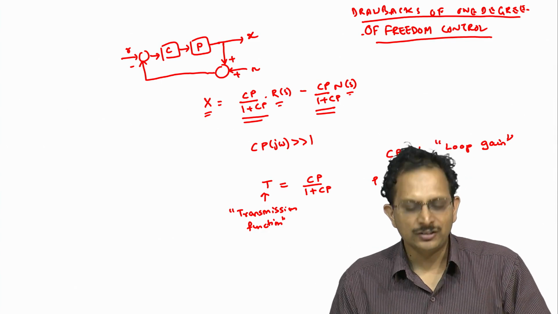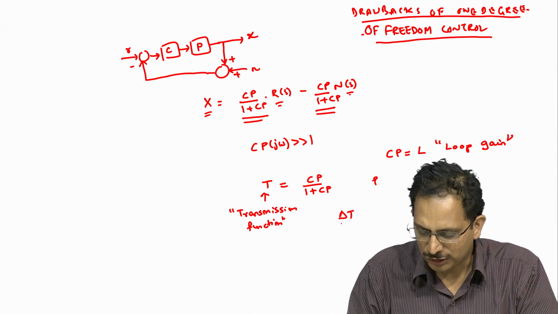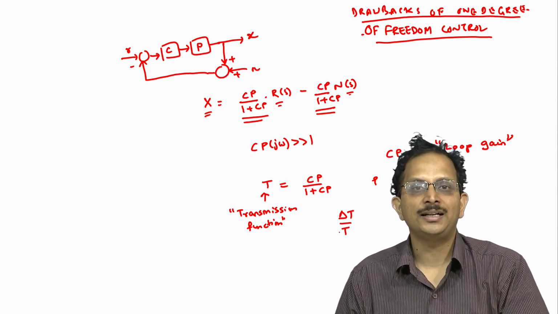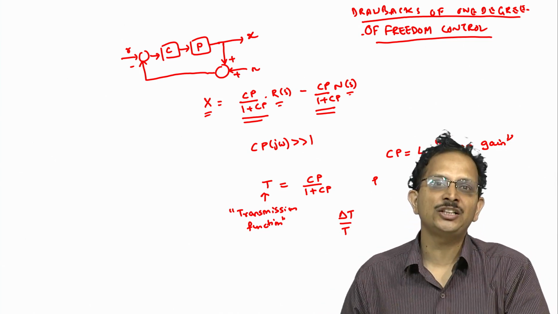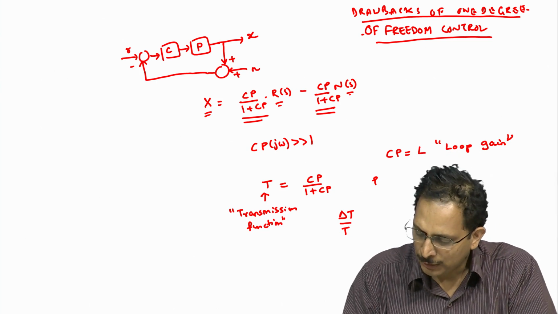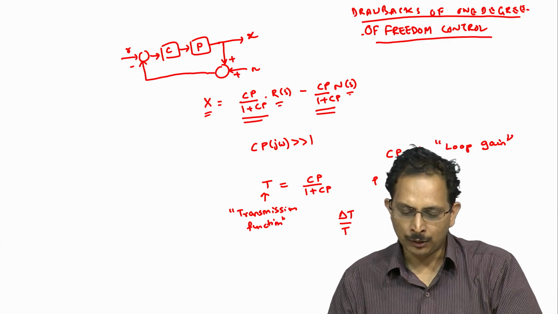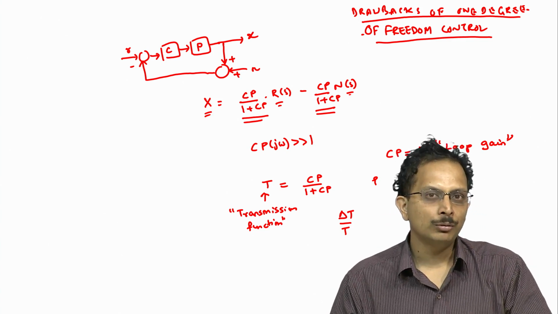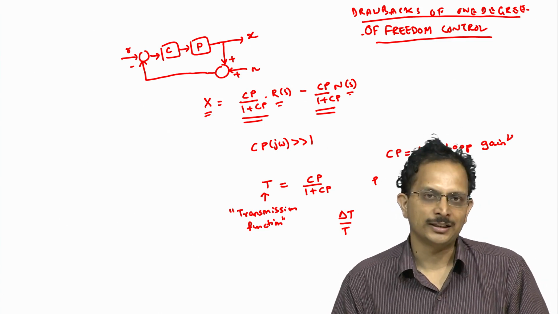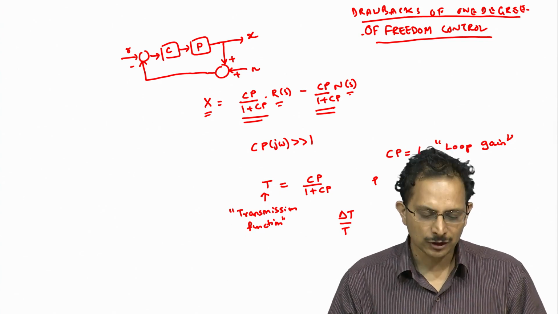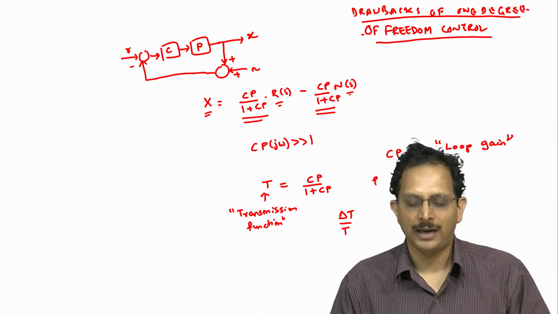The question that we want to answer is, how much relative change do we have in the transmission function, which I have denoted by delta T by T? How is this relative or fractional change in the transmission function related to a small fractional change in the plant transfer function? Now this will allow us to identify one other problem associated with 1 degree of freedom control design, namely the sensitivity of the transient response of the closed loop system to changes in plant parameters.